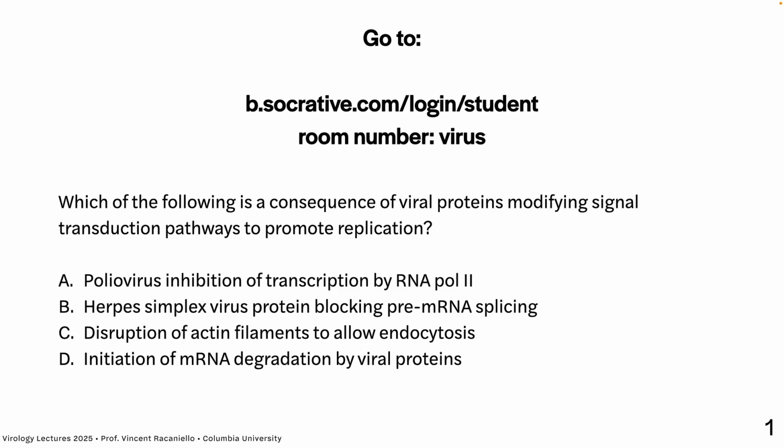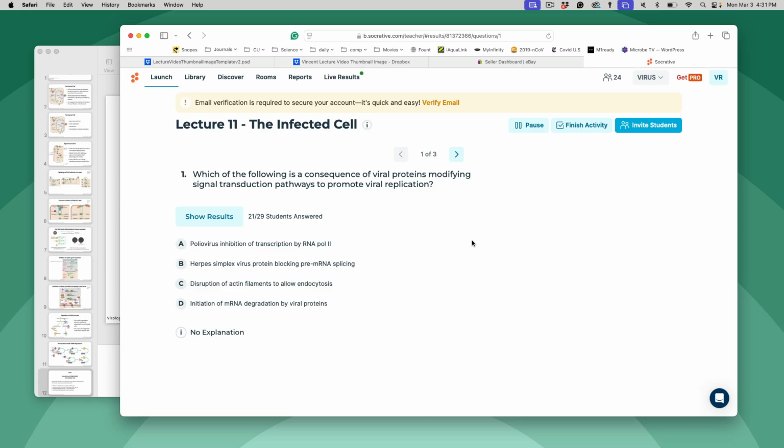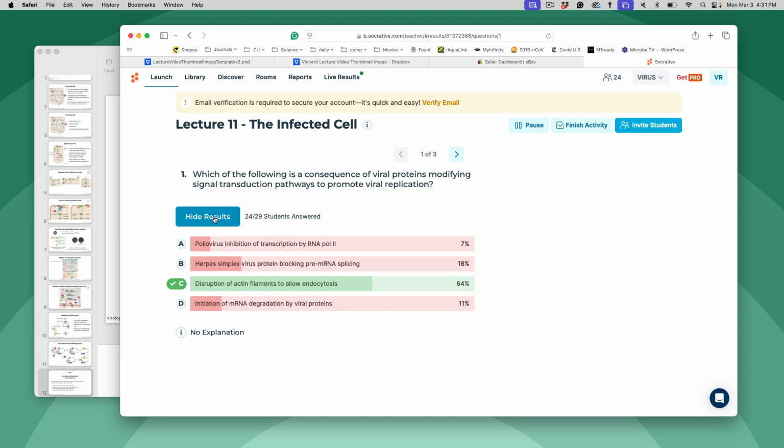So which one involves signal transduction? All right, let's have a look at the results. So most of you got disruption of actin filaments to allow endocytosis. That's correct. So that's a signaling pathway. Right? When the virus binds its receptor, it signals to disrupt the actin filaments. The inhibition of transcription, the protein blocking splicing, the degradation, those are not initiated by signaling pathways. It's just that one. I'll show you.